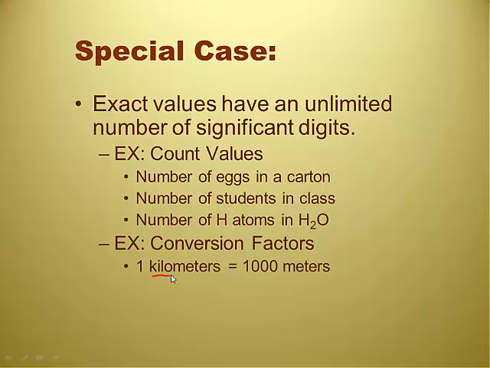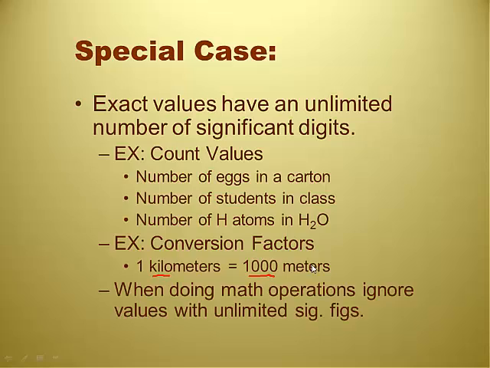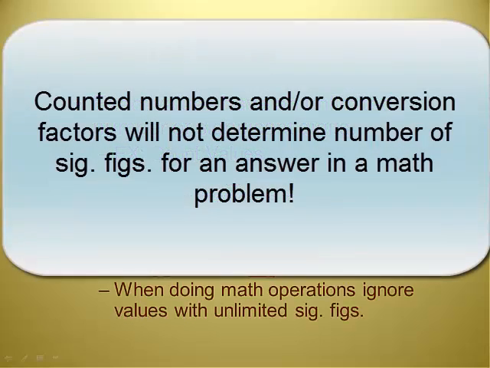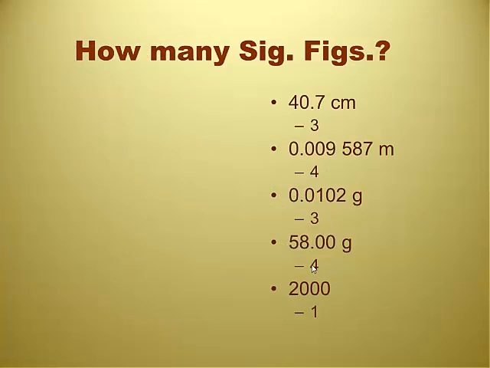A kilo, by definition, means 1,000. So this says 1,000 meters, and that's the same as 1,000 meters. It's just a conversion factor. It's a definition. When doing math operations, it's important to ignore those values that have unlimited numbers of sig figs. All right, so we'll try these right now, just to point out how many sig figs.